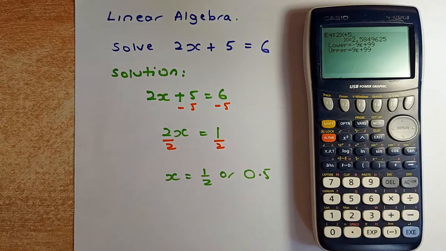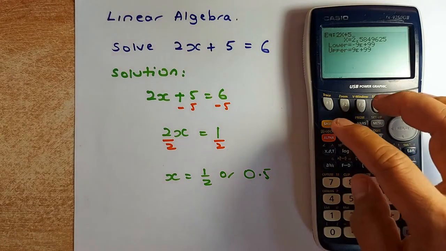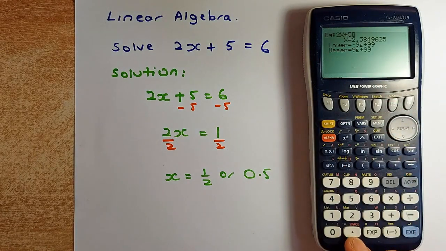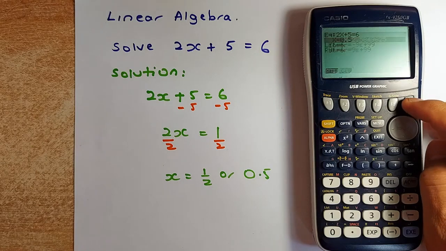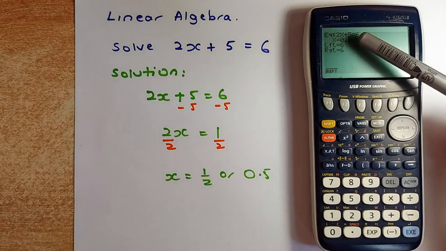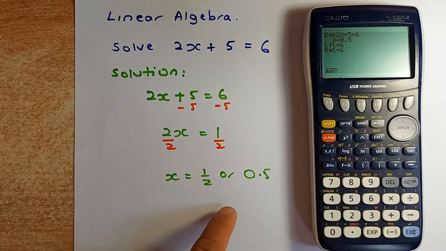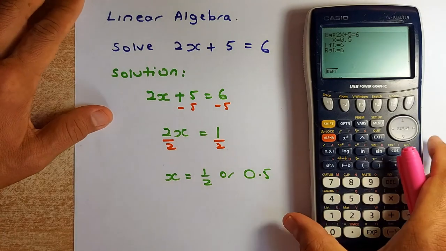The most important thing is the equal sign. The equal sign is actually here. It is shift, decimal point, the yellow button. And you put equal to 6 and you execute it. That's not the answer. Don't forget to solve it. You press the solve button and the answer is written here, x equal to 0.5, and that's how we get it. Cool, isn't it? Okay, we shall do another example.